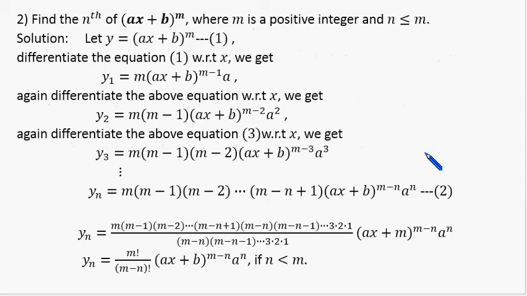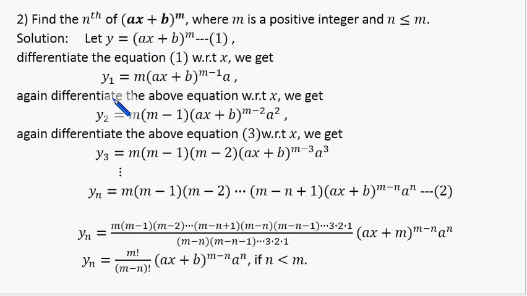Next we can find the nth derivative of ax plus b whole to the power of m, where m is a positive integer and n is less than or equal to m. The given term is y is equal to ax plus b whole to the power of m. We call that equation 1. Taking the derivative with respect to x, we get y1 is equal to m into ax plus b whole to the power of m minus 1, into the derivative of ax plus b, that is a.